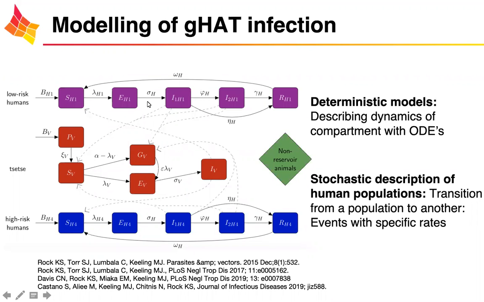There are two versions of the model available: a deterministic model and a stochastic model. In the deterministic model, the dynamics are described by differential equations, and in the stochastic model, dynamics between different populations of humans are described by stochastic events.